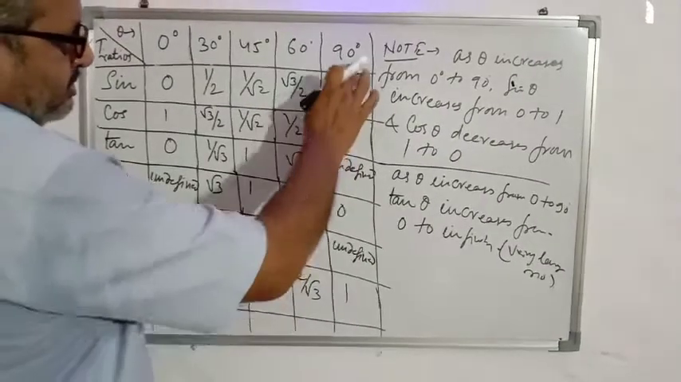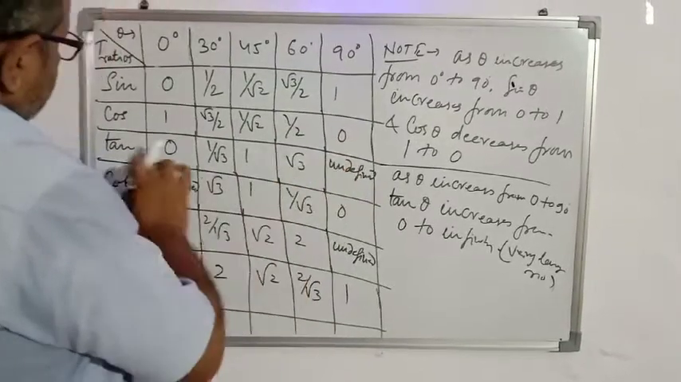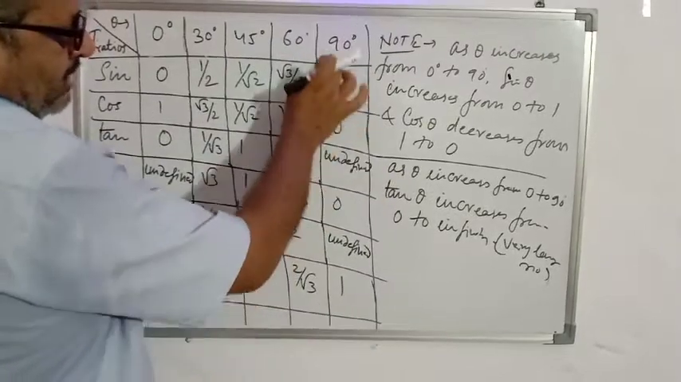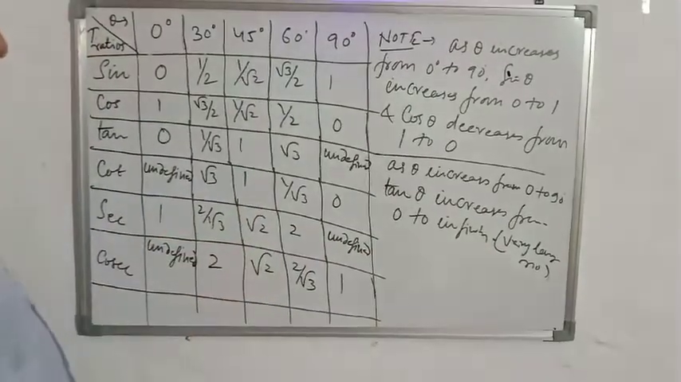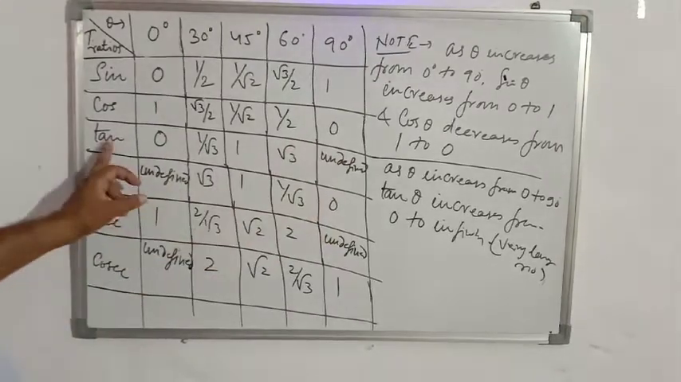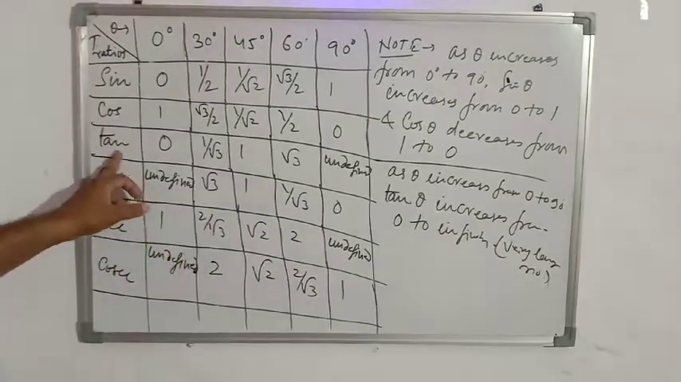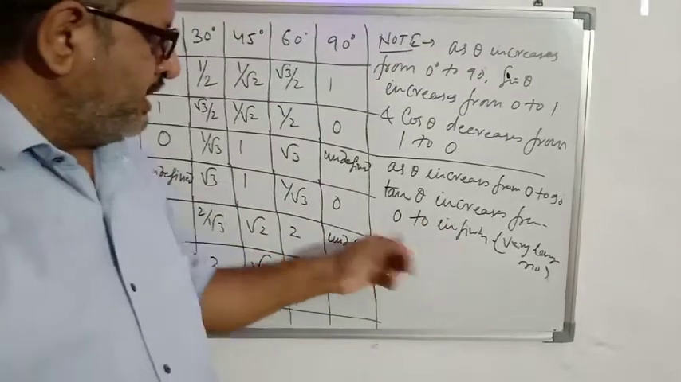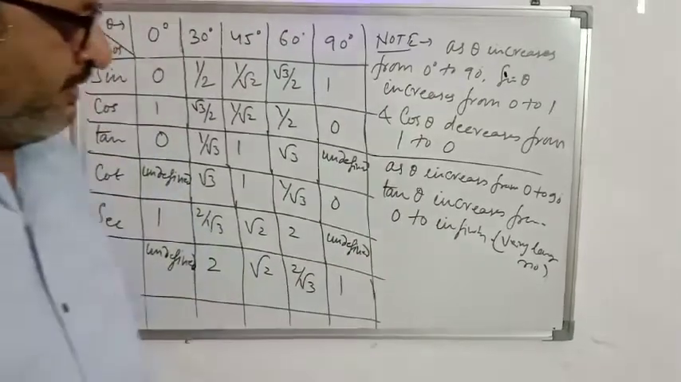Not 0, 90, sorry. If theta is exactly 90, then the value of tan will be undefined. If theta is very close to 90, then the value of tan theta will be a very large number. So when theta increases from 0 to 90, the value of tan theta increases from 0 to infinity. But when theta is exactly 90 degrees, the value of tan 90 will be undefined. If theta is very close to 90, then tan theta will be a very large value.